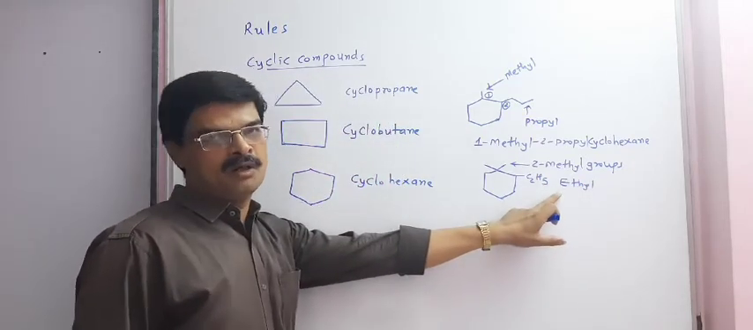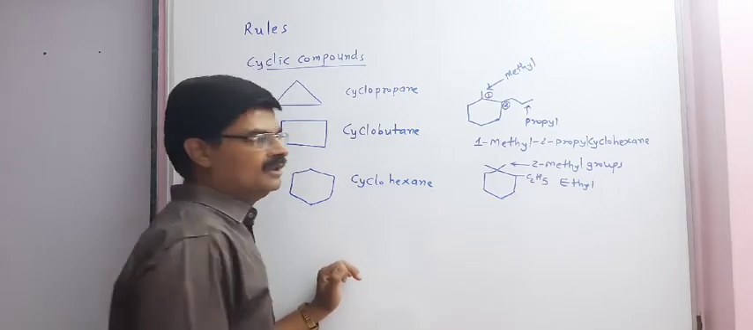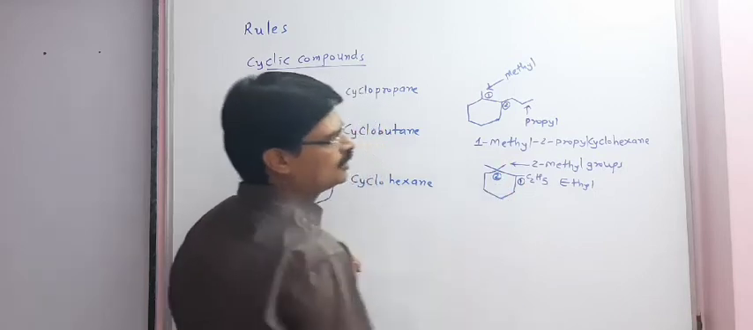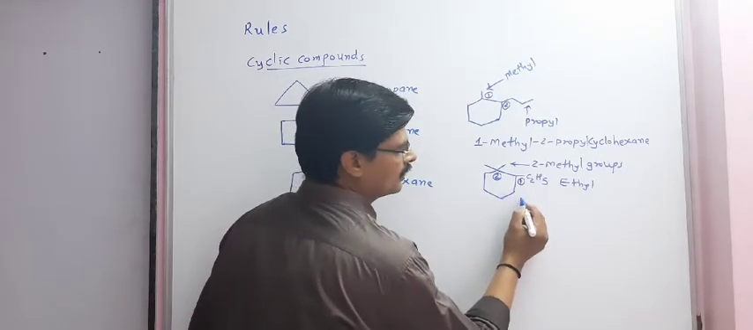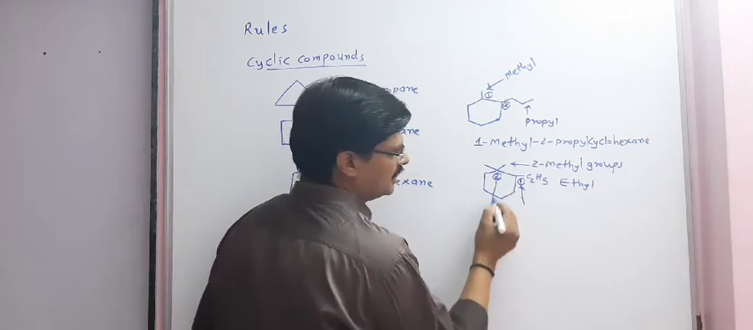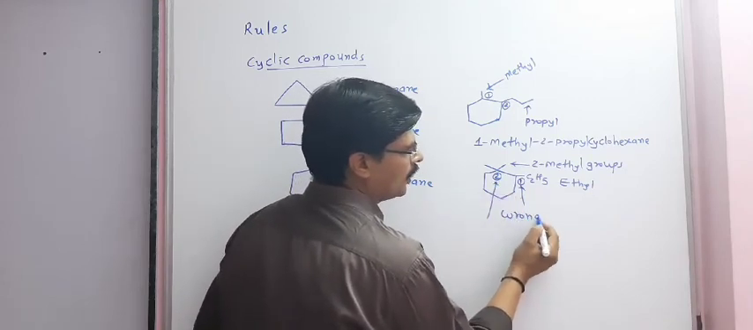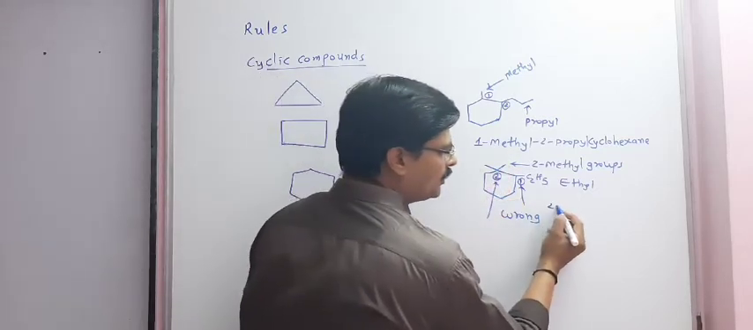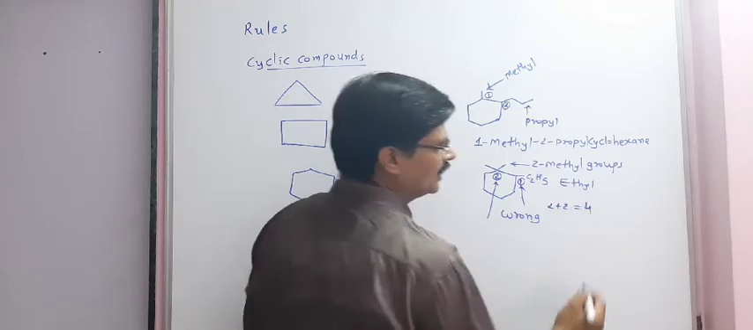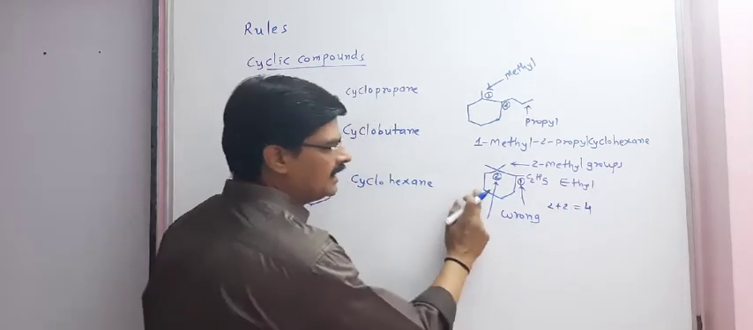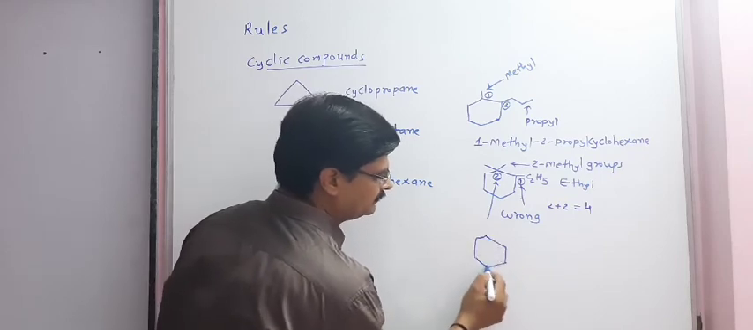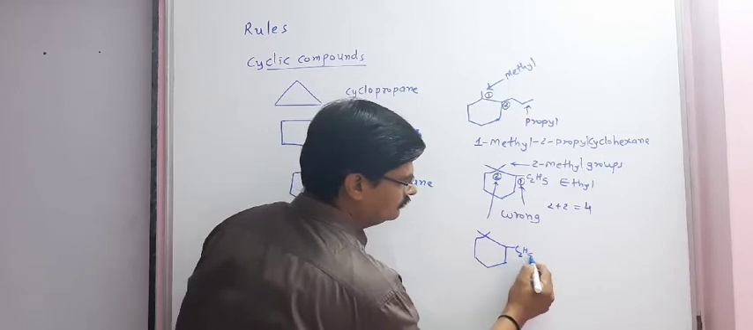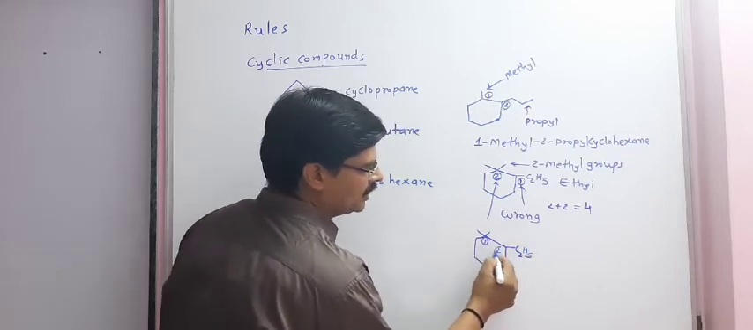Maintaining alphabetical order as well as the sum of locants, if we write first position here and 2 position here, then it will be wrong. Position number 1 here and position number 2 here will be wrong, because we will get 2,2-dimethyl. So the total of 2 plus 2 will be 4 and that will be wrong. So making it correct, we can write it by giving number 1 here and number 2 here.